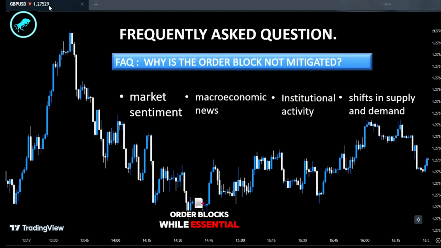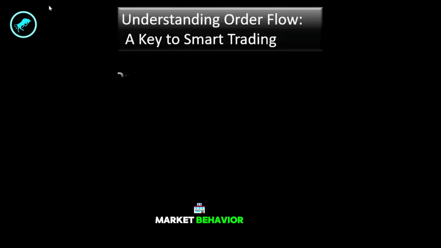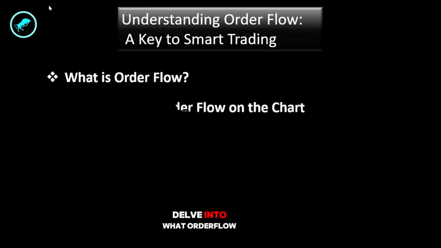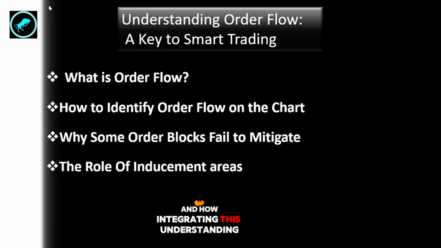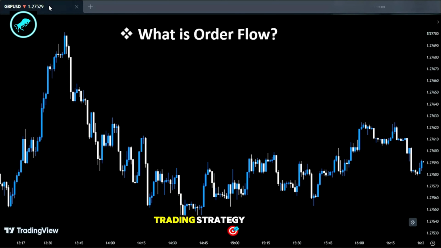Order blocks, while essential, represent only a snapshot of market activity. They are zones on the chart where large volumes of orders have been executed, but these zones do not exist in isolation. They are part of a larger framework that includes the overall flow of orders in the market. Understanding this flow, the continuous movement of buy and sell orders that dictate market direction, can provide you with a more comprehensive view of market behavior. In this video, we'll delve into what order flow truly is, how you can identify it on your charts, and how integrating this understanding can significantly enhance your trading strategy.